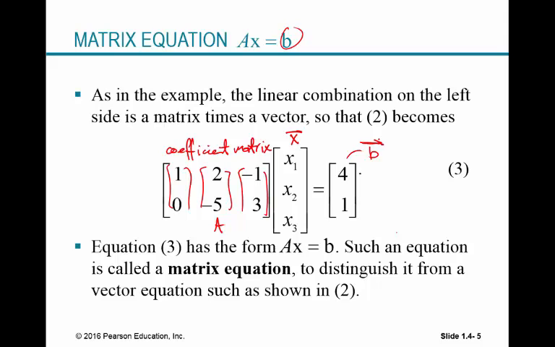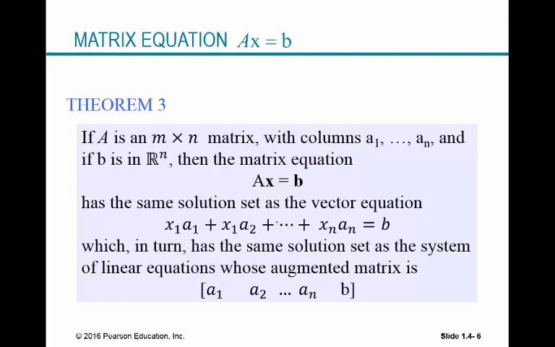Okay? So this is called a matrix equation. When you can write it as a matrix. Matrix times vector equals another vector. And usually this is the vector that's unknown. Okay? All right, now here's the theory behind it.